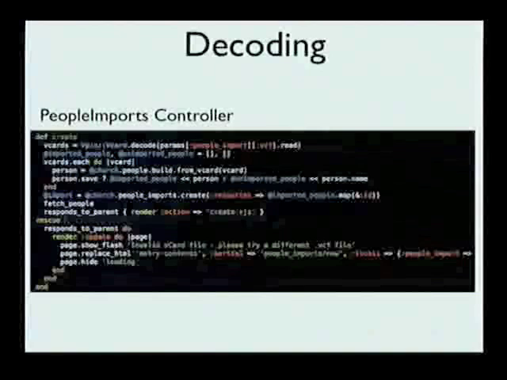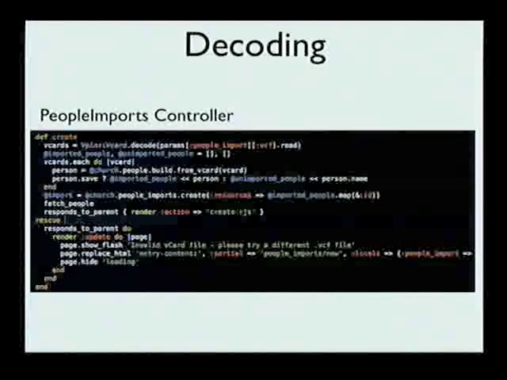So in order to do the rolling back, I guess I tried to make it as RESTful as possible. So I made a people imports model, and so there's a people imports controller, and what that does is it actually does the decoding of the card, creates all the people, and then the people imports model actually keeps track of all the records that were created during that import.